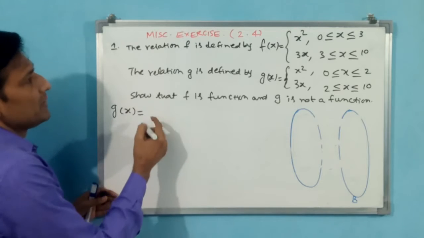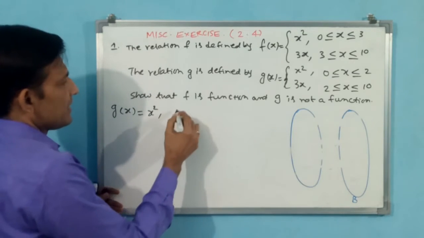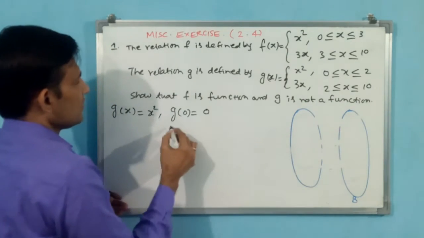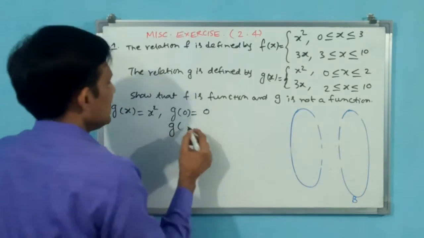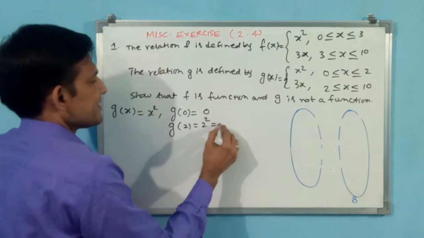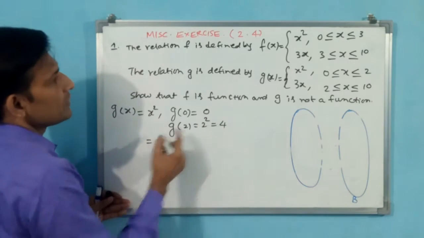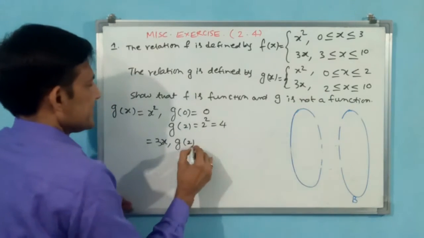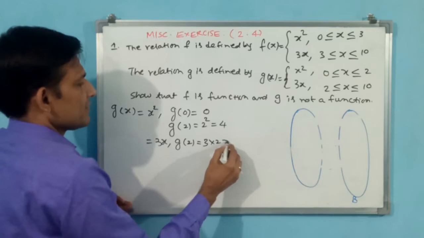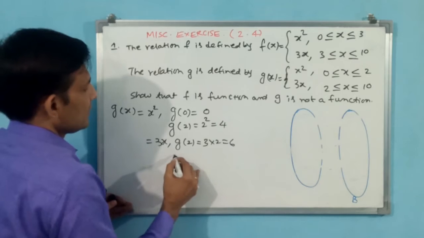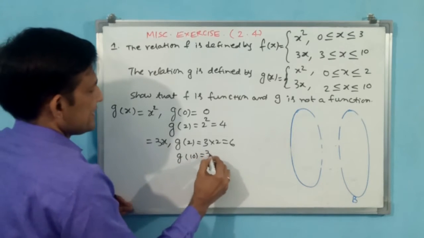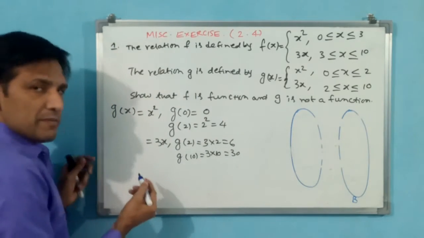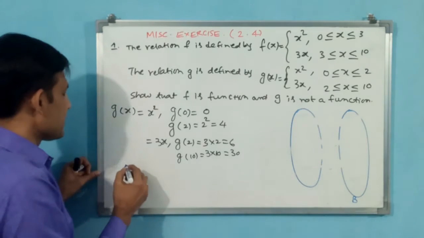G of x is equal to x square, comma, when G of 0 is equal to, see 0 we can take. That means 0 square is 0. G of 2 square, 4. Now also 3x is there. 3x, comma, G of 2, that is equal to 2 into 3 into 2, that is equal to 6. G of 10, 3 into 10, that is equal to 30. Okay, these four values are elements.